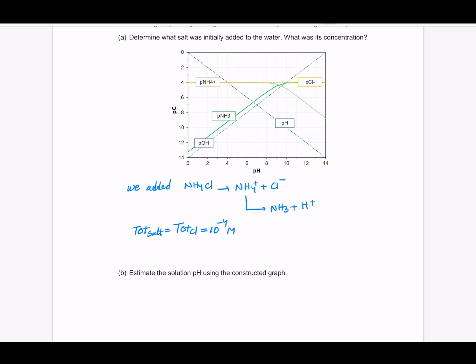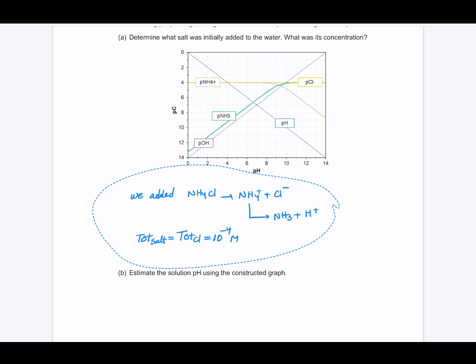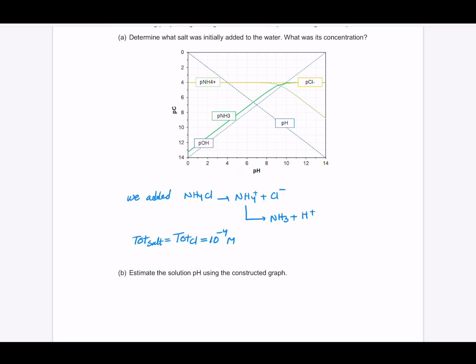We could also do the same thing. Total salt would be equal to total ammonium, but then it would be a little bit tricky. We would have to get this total ammonium by combining these two lines. So it would be easier to just go with Cl minus. So till now, we know what was added to the solution, and we know its concentration.